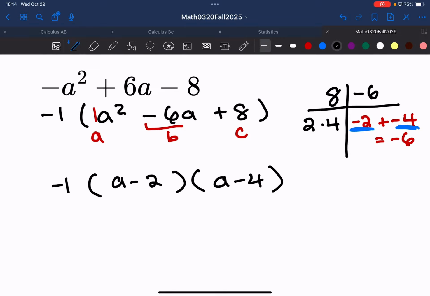It would even be okay if instead of -1, you just put a negative sign. That would also be correct. Okay, so you could put a negative sign or a -1.